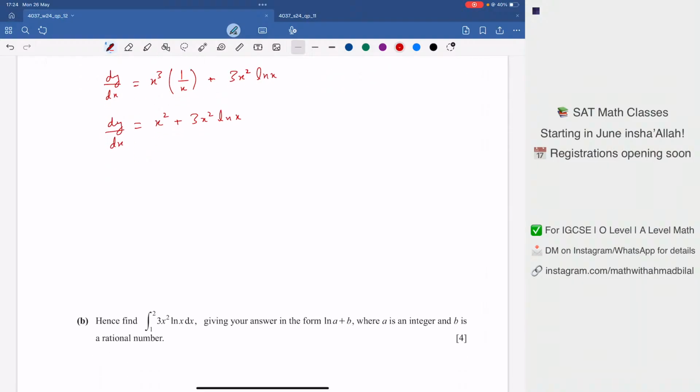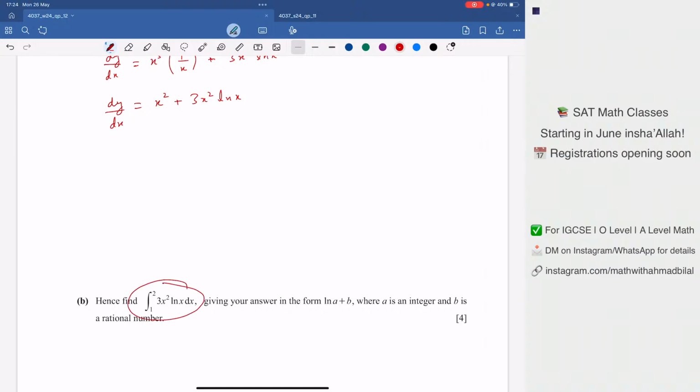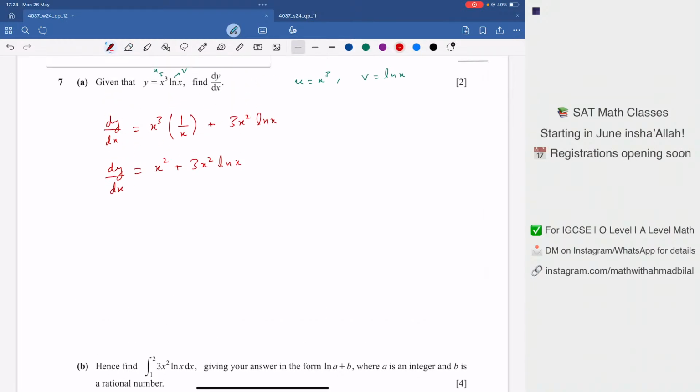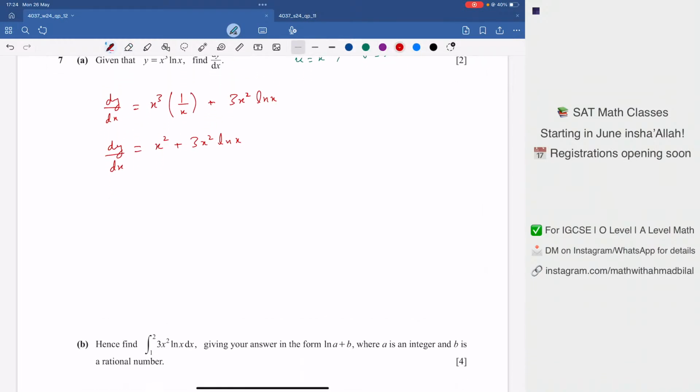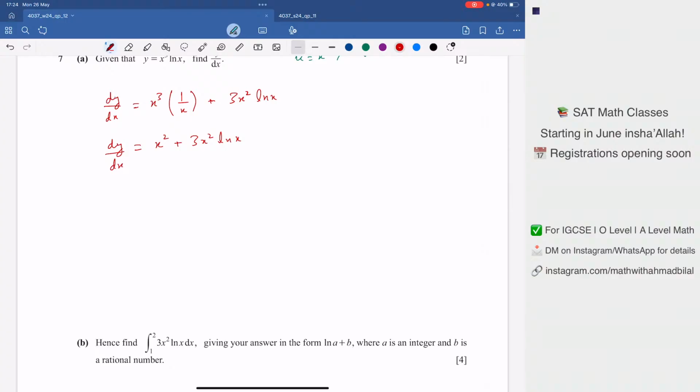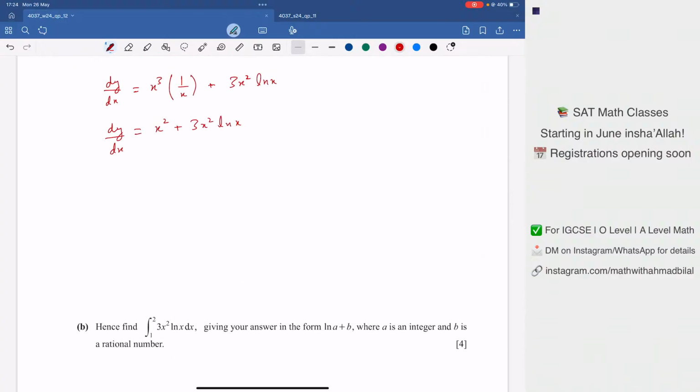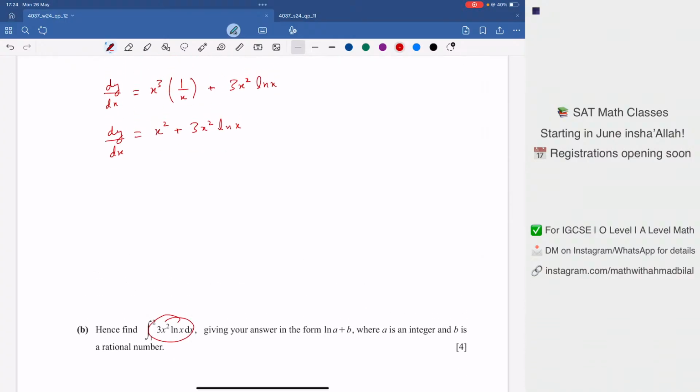Now in the second part they say, hence find this integral. Again, a very common theme in recent papers where they ask you to find the integration of something based on a derivative that you have found in the first part. Now how do you approach this question? Integration of 3x squared into ln x.